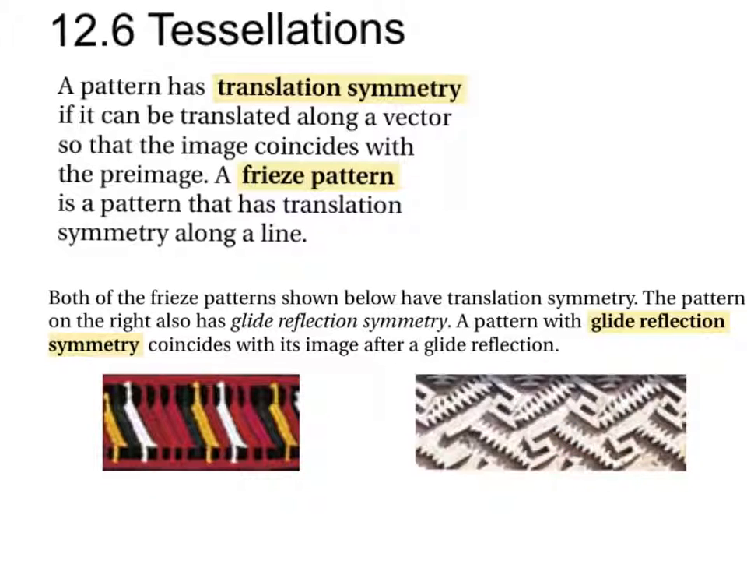So once again, translation symmetry is if you can take something and translate it along a vector, up, down, anywhere, so it coincides with the pre-image. A frieze pattern is a pattern that has translation symmetry along a line. And then glide reflection is when you can take the image, do a glide reflection, and then it coincides with its image after the glide reflection.